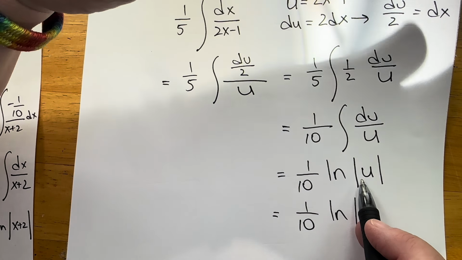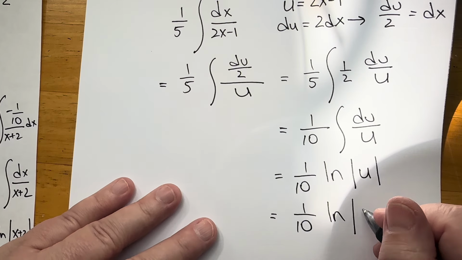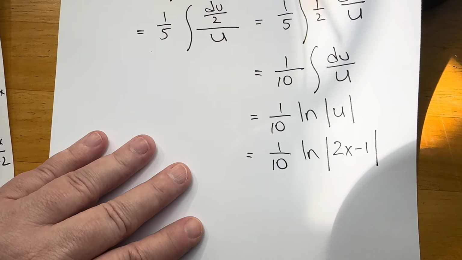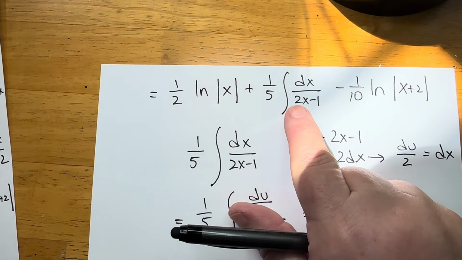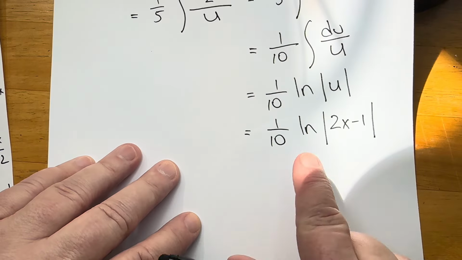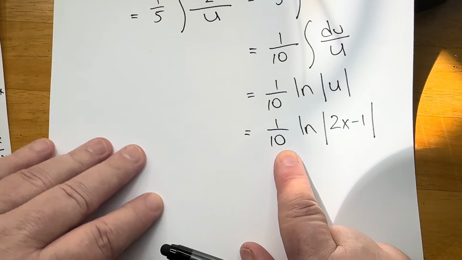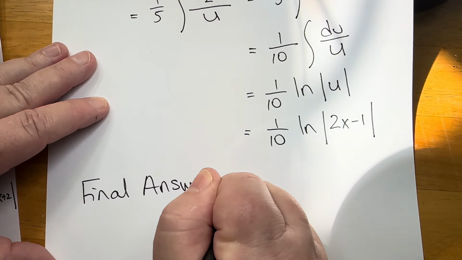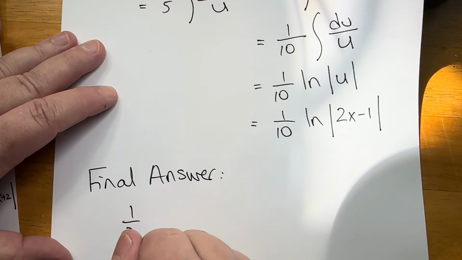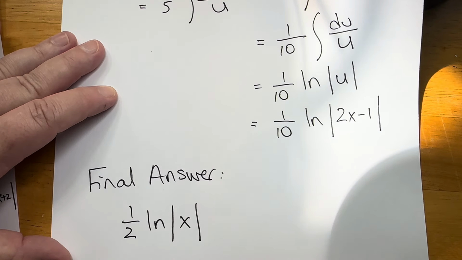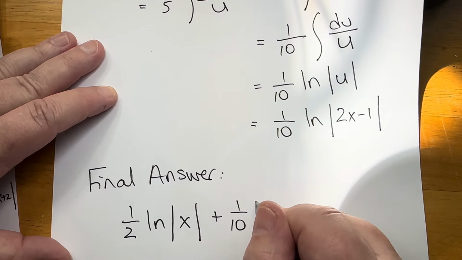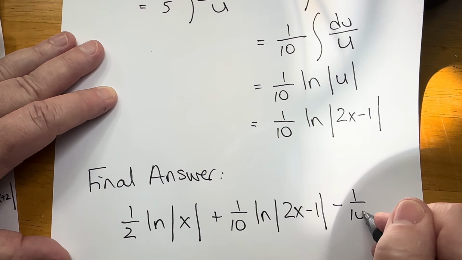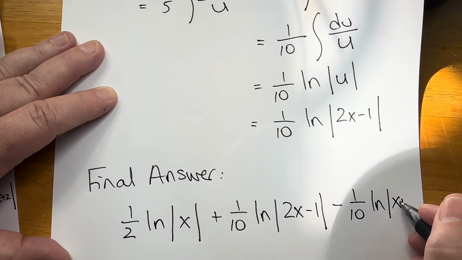So what was u? u was up here, 2x minus 1. Okay, so that's what happens. So notice that this extra little 2 down here is going to get translated into an extra 1/2. So my final answer is going to be the 1/2 natural log of the absolute value of x plus 1/10 natural log of the absolute value of 2x minus 1 minus 1/10 natural log times the absolute value of x plus 2.